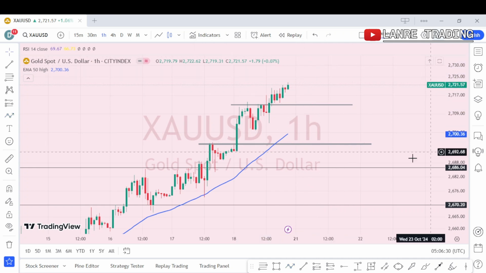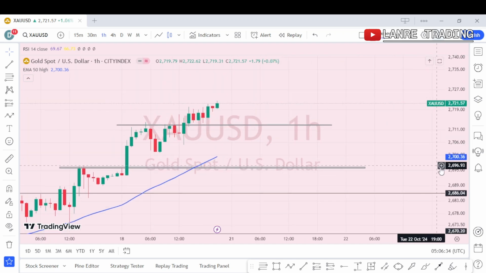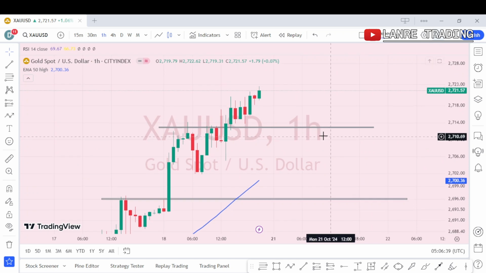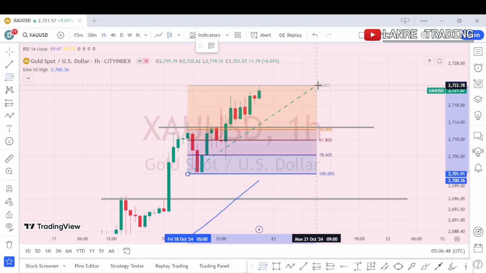Just let's patiently wait for price to do its thing. So we will look for a continuation candlestick formation somewhere right about here. Then we can open and take a buy position there. So that's that for Gold Spot USD.